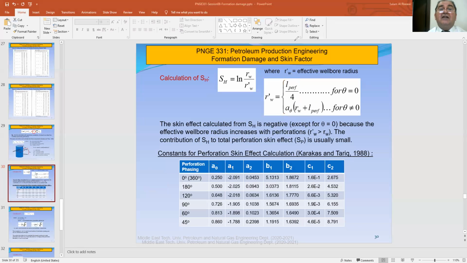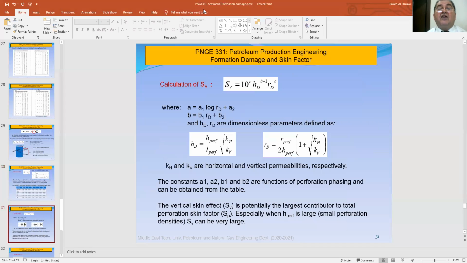So S sub V is calculated by what? Here is the model for S sub V. S sub V could give the major contribution to S sub P. The major contribution is given by the vertical convergence effect. The major contribution to what? To S sub P, the damage caused by the perforation. And this one is calculated by this model.